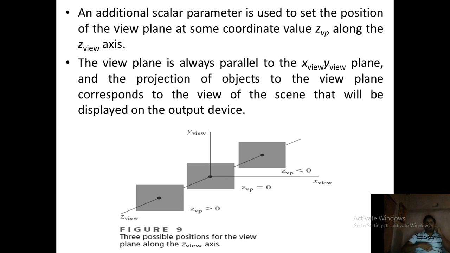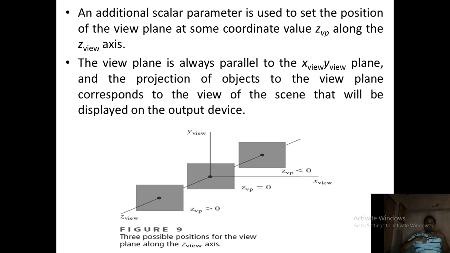Then, in addition, an additional scalar parameter is used to set the position of the view plane at some coordinate value zvp along the zv axis, right? This is an additional advantage we have in computer graphics. This is not there in real life cameras, meaning you cannot change the view plane position.